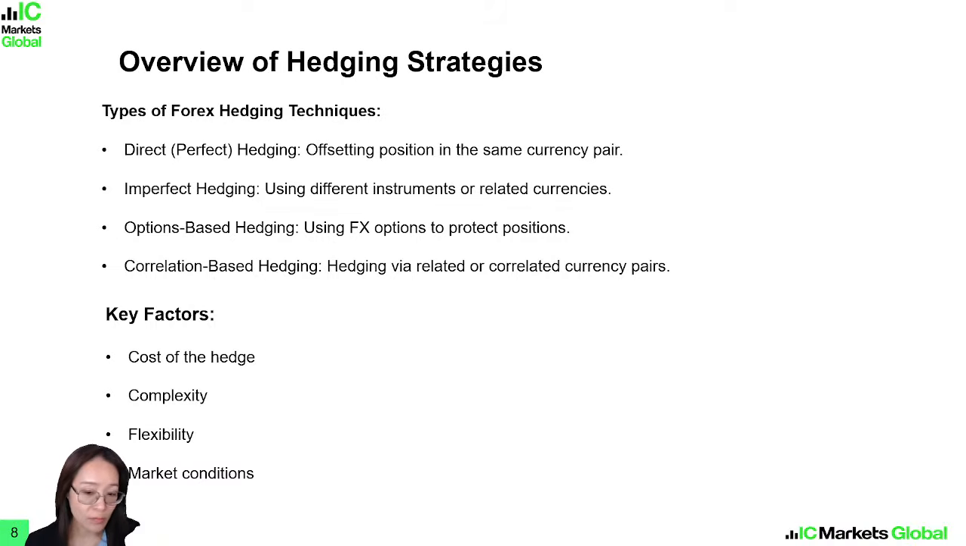And there will be key factors if you want to do hedging: cost of hedge, complexity, flexibility, and market condition. So let's say if you trade those that are not the major ones, and then you want to hedge, you know that it's really less volume. So if you want to hedge, you need to pick the currency carefully. I recommend that maybe you trade on major pairs, which is better.